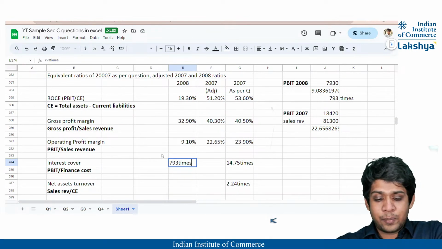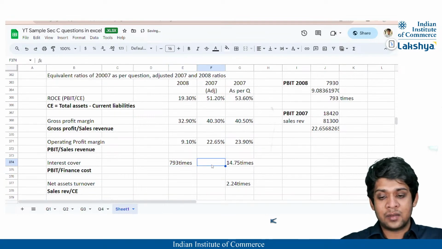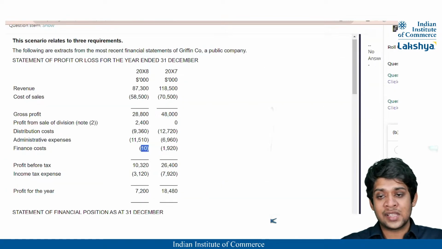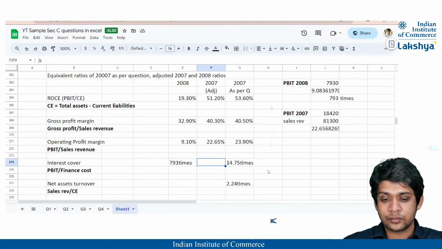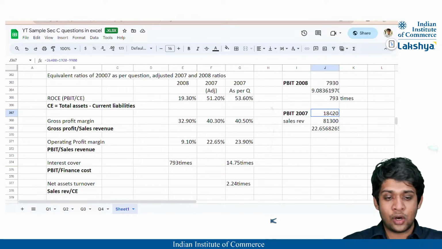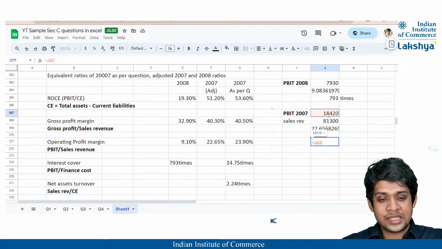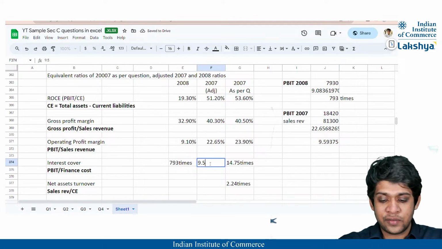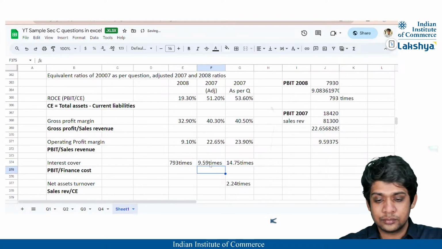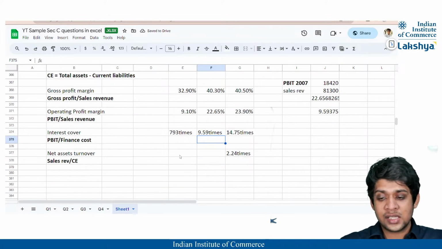So you can see the company's profit has not increased probably by that much amount, but its finance cost probably has reduced a lot, because you can see here the finance cost initially in the previous year was 1920, but now it is just 10. Okay. So in the previous year, we already have our adjusted profit before interest and tax. We will just take that and divide by the finance cost of 1920. So that will give us a value of 9.59. So 9.59 times. Right? I hope interest cover is clear to you all.